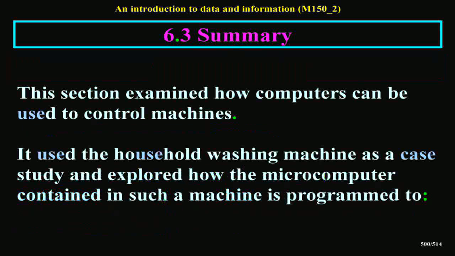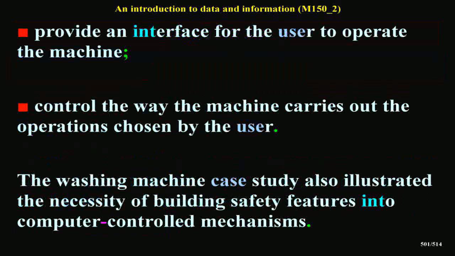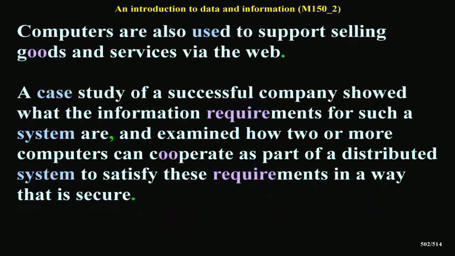6.3 Summary. This section examined how computers can be used to control machines. It used the household washing machine as a case study and explored how the microcomputer contained in such a machine is programmed to provide an interface for the user to operate the machine, and control the way the machine carries out the operations chosen by the user. The washing machine case study also illustrated the necessity of building safety features into computer-controlled mechanisms.